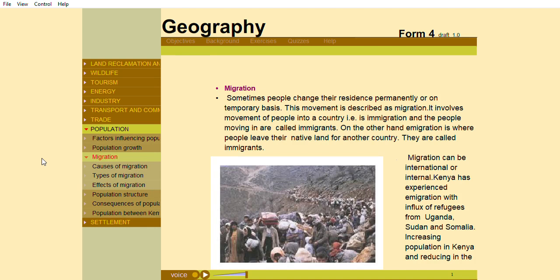Migration. Sometimes people change their residence permanently or on a temporary basis. This movement is described as migration. It involves movement of people into a country, that is, immigration, and the people moving in are called immigrants.